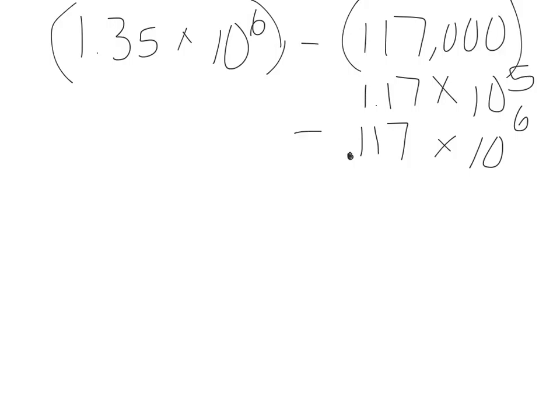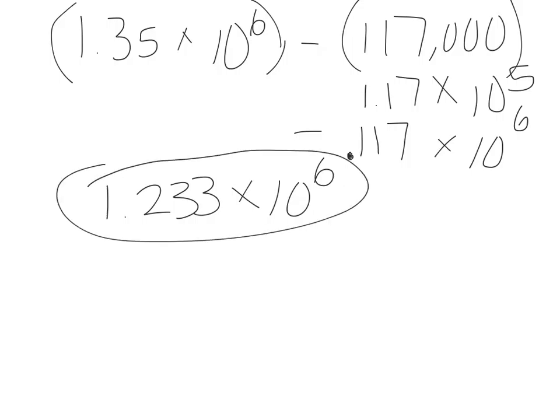Now I can do 1.35, since everything matches. I can do 1.35 minus 0.117. That will give me 1.233 times 10 to the 6th. And that should be the answer because I only have one number in front of the decimal.